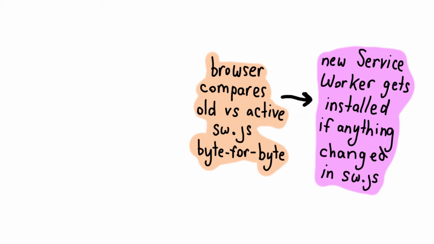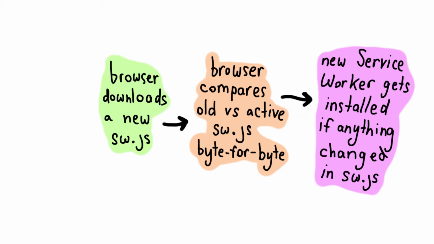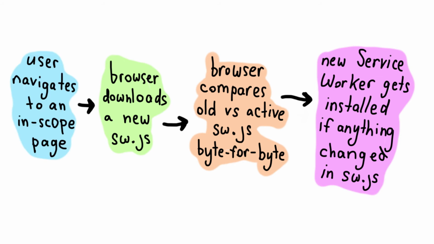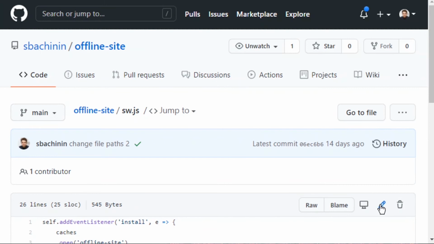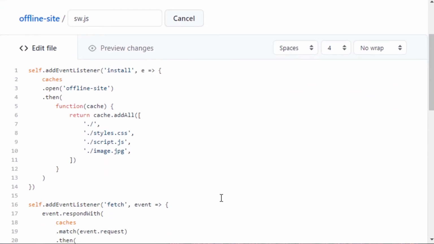Browser installs a new service worker when he sees that a new service worker file is byte different to the existing one. For that, the browser downloads a fresh service worker file every time a user navigates to an in-scope page, and if there is even a tiniest change in this file, a browser will immediately try to install a new one. So we may just remove a line break to simulate a change. It may look really stupid, but it solves the problem.